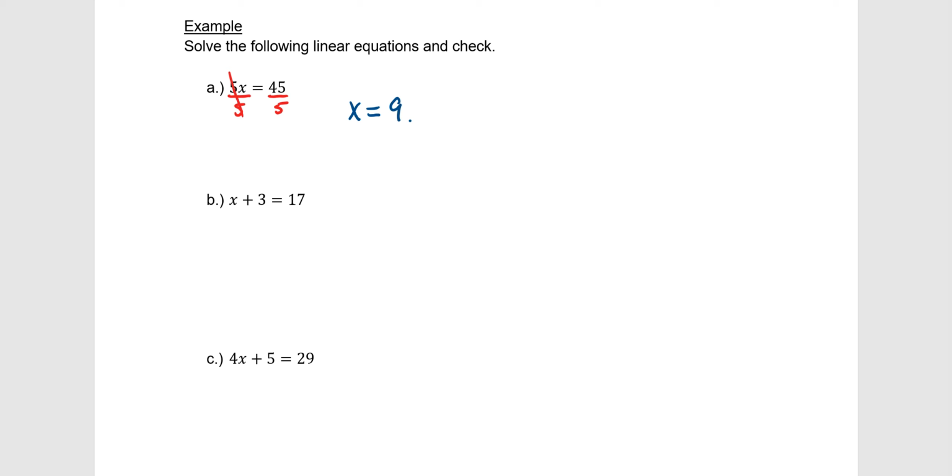So let's make sure that this is actually a solution, so we're going to check it. We start with the original and plug in 9 for x. So 5 times 9 equals 45, and I'll put a question mark because we're checking it. 5 times 9 is 45. We get 45 equals 45, which is true. So this obviously is the solution.